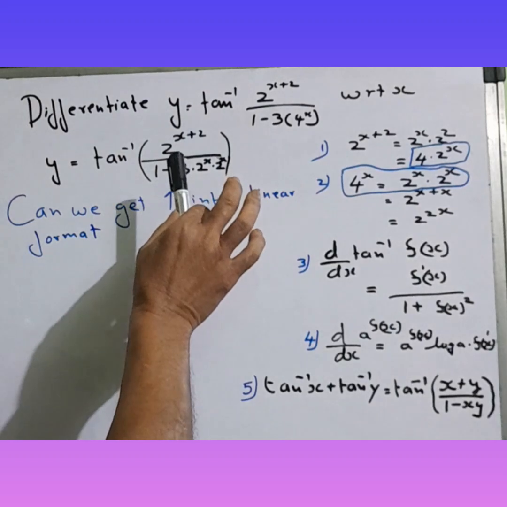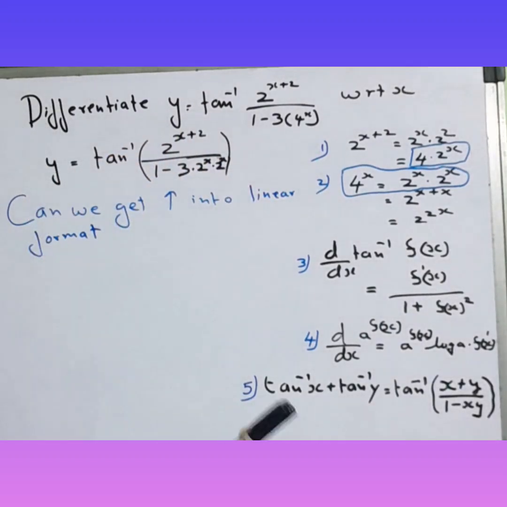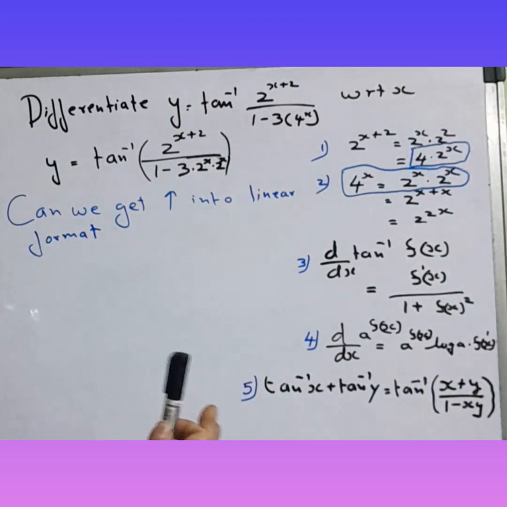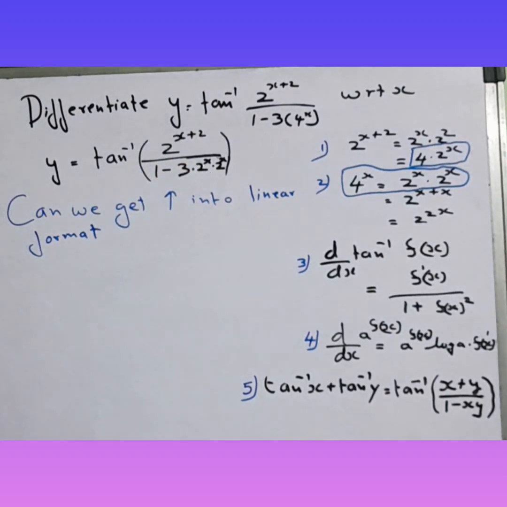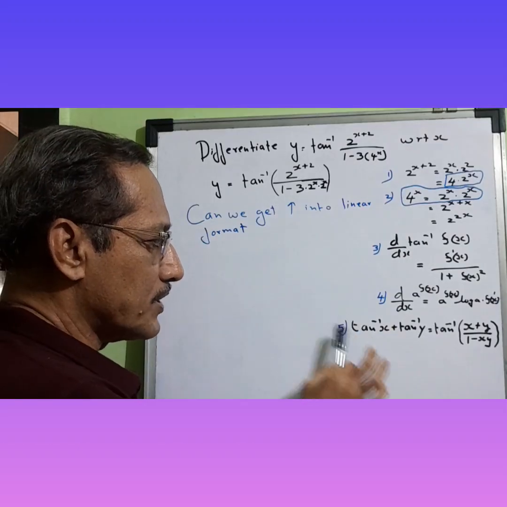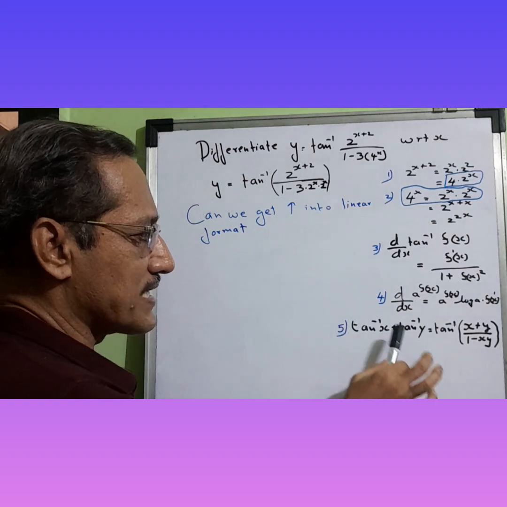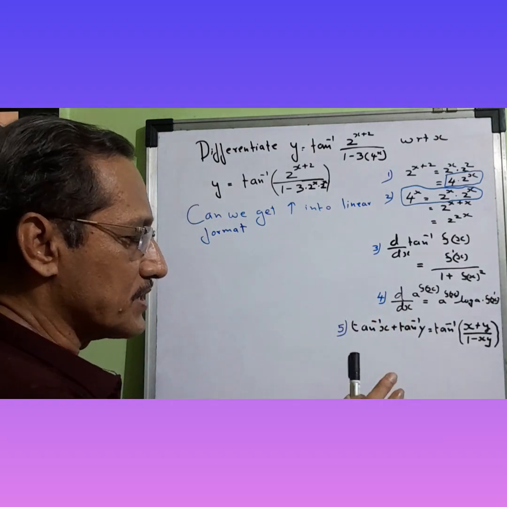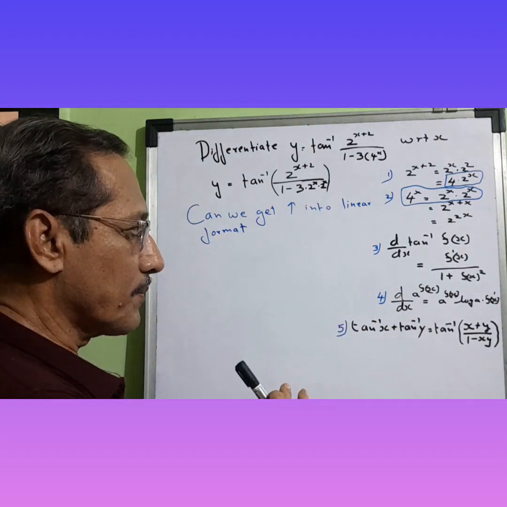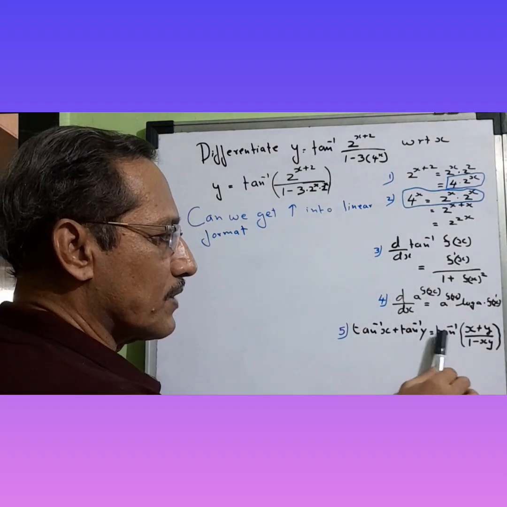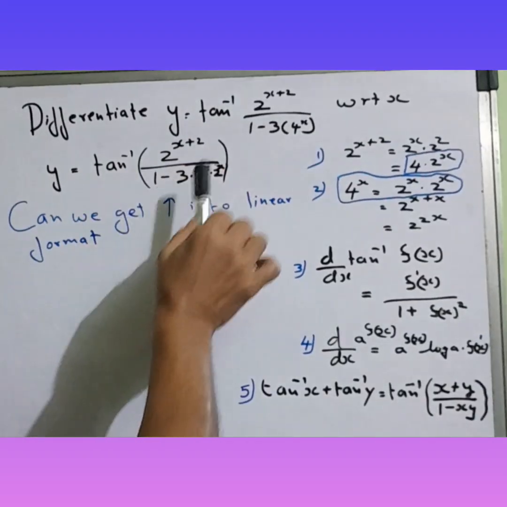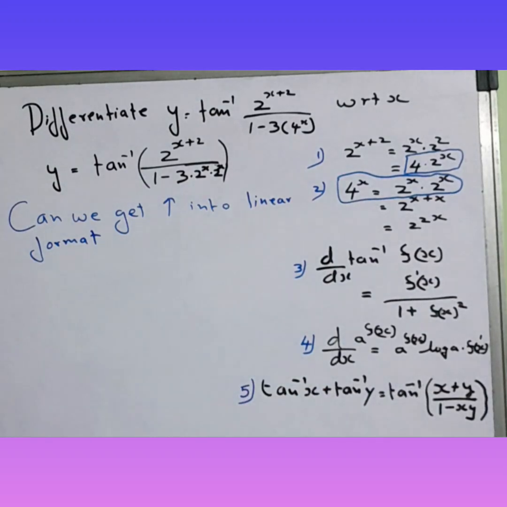Now what I do is I try to find out whether it is possible to get this into linear format. If we can set it up into this formula, tan inverse x plus tan inverse y, then our job is done. It gets into linear format. This is the formula for this. If I can get this into this format, then we would have it in terms of linear format.